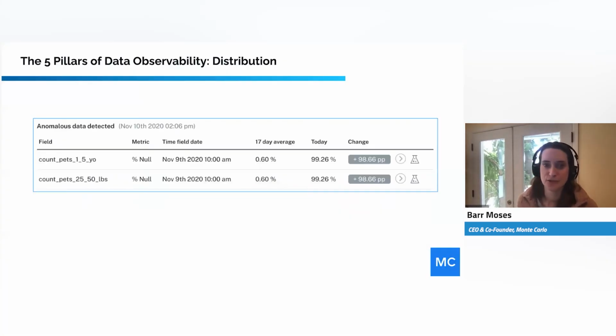The next one is distribution, or a function of your data's possible values. Distribution tells you if your data is within an accepted range. So data distribution gives you insight into whether or not your data tables can be trusted based on what you can expect from your data.